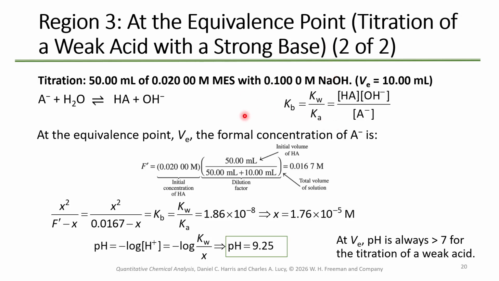By the way, if you have pKa's, is there a faster way to get these numbers? I could have taken 14 minus my pKa, then gotten my pKb. And then 10 to the negative pKb would have been the same thing. Okay. So again, we have that formal concentration.